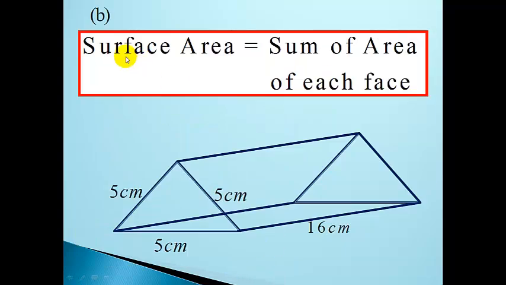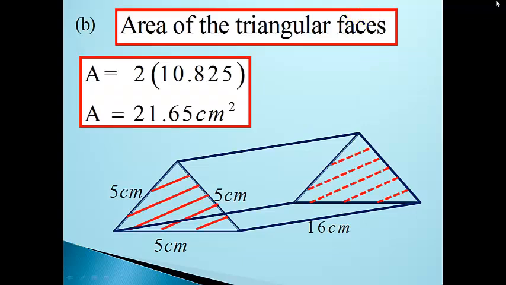Now let's look at how we can find the surface area of the triangular prism. The surface area is equal to the sum of the area of each face. Now we first consider the triangular faces. When you consider the triangular prism, the triangular faces are 2. As you can see, the shaded portions are the triangular faces. So we have one in front and one at the back.